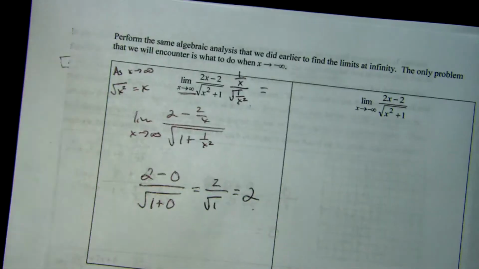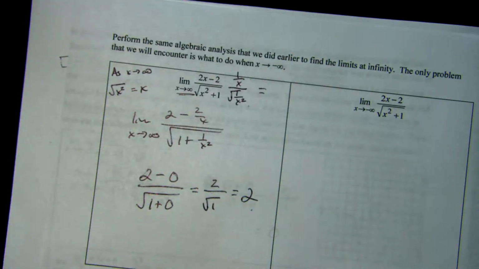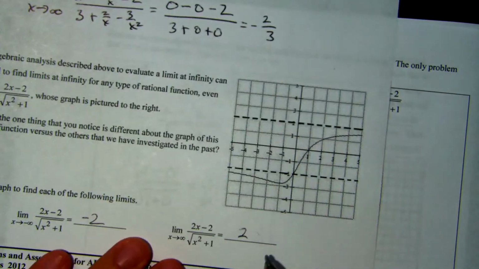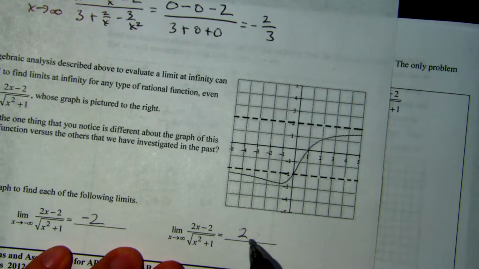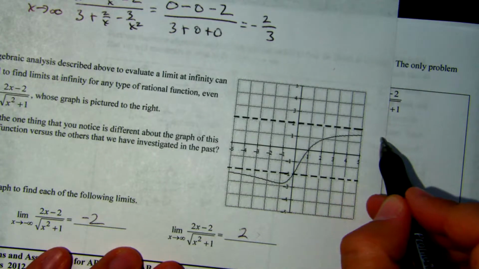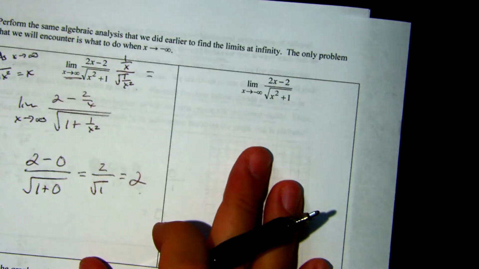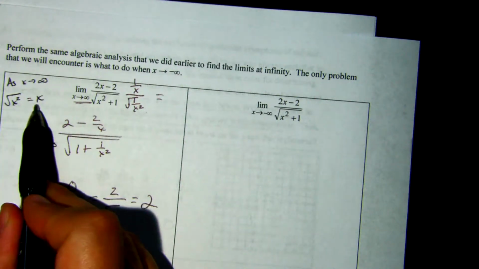And if we look at our last page, that's what we saw here too, right? We predicted that limit would be 2, also just based on looking at the graph. Okay. What happens as x goes to negative infinity? Well, the key thing is that as x goes to positive infinity, the square root of x squared is just x.